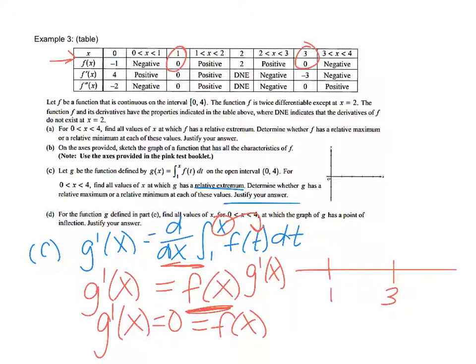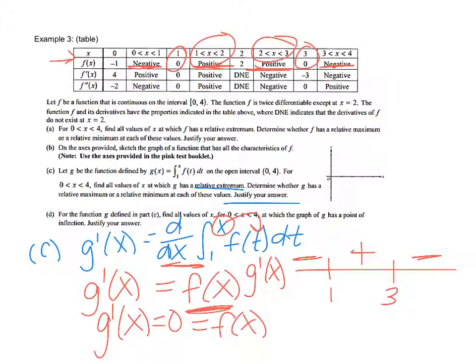So now let's figure out, where does g prime change sign from positive to negative or negative to positive. Look, between 0 and 1, f of x is negative. Between 1 and 2, f of x is positive. Between 2 and 3, f of x is also positive, which is good because 1 to 3 is going to cover that 1 to 2 and 2 to 3 range. And then between 3 and 4, it's negative again.